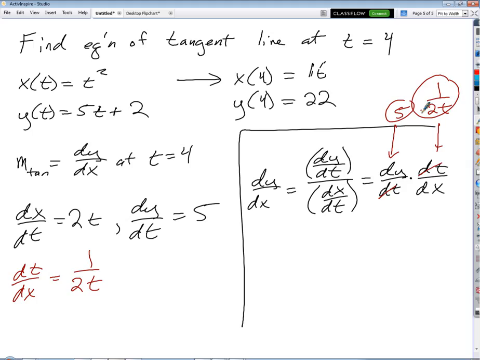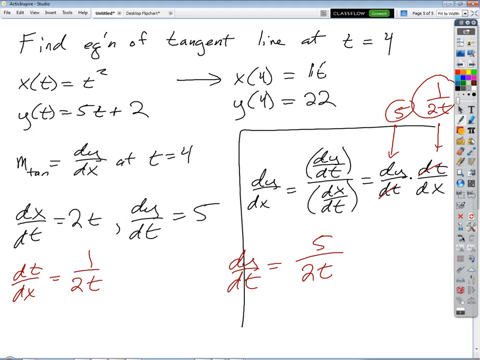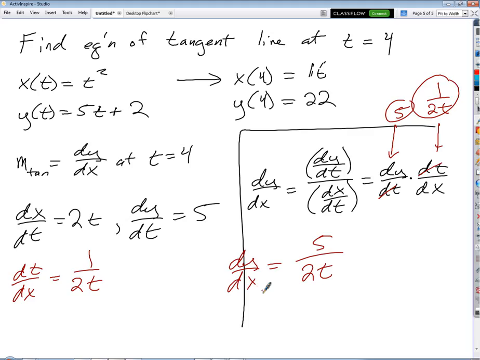Okay, so we can write this either as a product of 5 and 1 over 2t, or why not just write it as dy/dt, which is 5, divided by dx/dt, which is 2t, right? So there's our derivative, dy/dx, and that's a function of t, as we expected. If we want to know the slope of the tangent line when t equals 4, we just plug in 4.